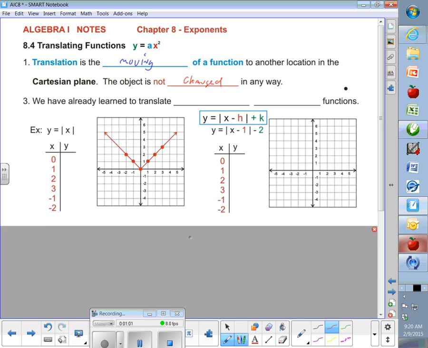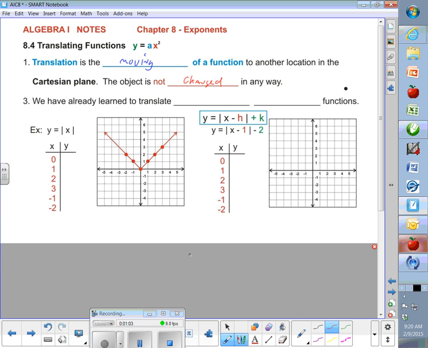I apologize for number 3. You guys have first edition notes, so sometimes we get some errors there, and I put a 3 there instead of a 2, so sorry about that.